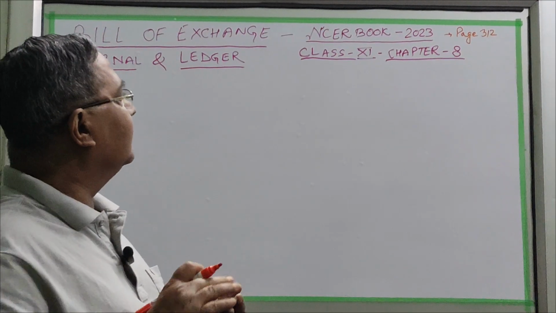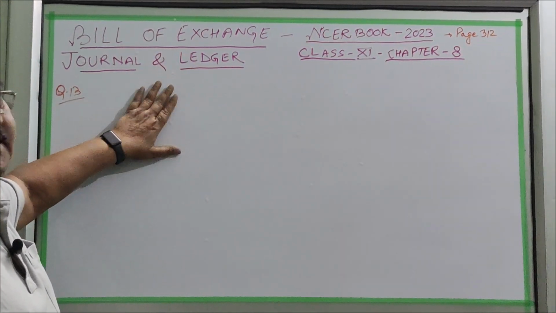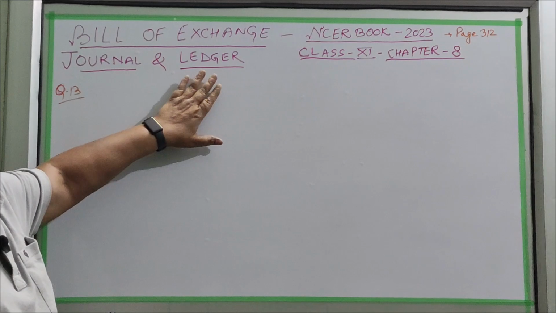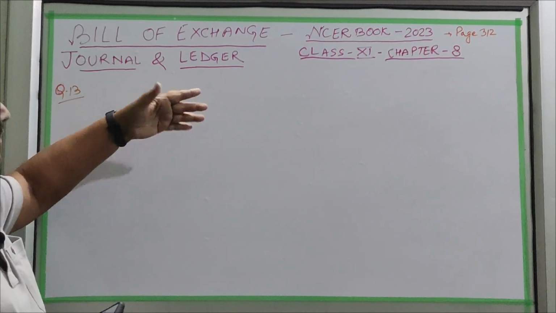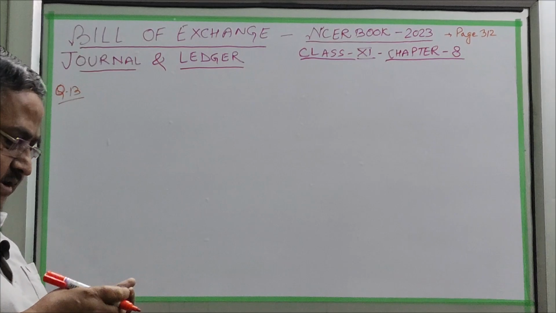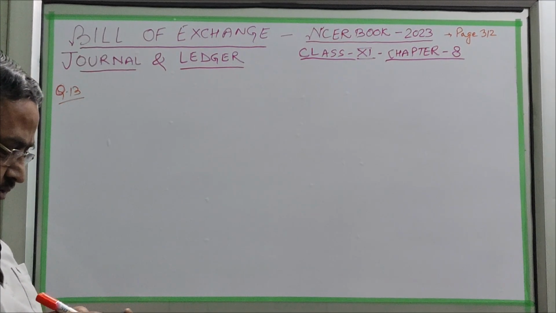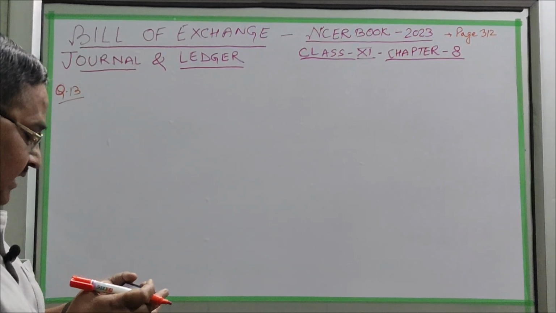Today we will talk about bill of exchange. In this chapter we will cover journal and ledger. Our aim is to give you a knowledge of journal and ledger, because in journal and ledger you should become expert. So one topic we have taken is bill of exchange, so the journal we can cover.